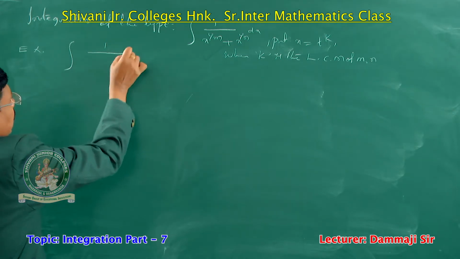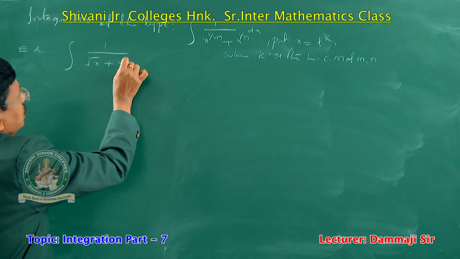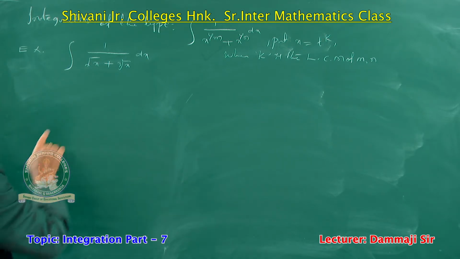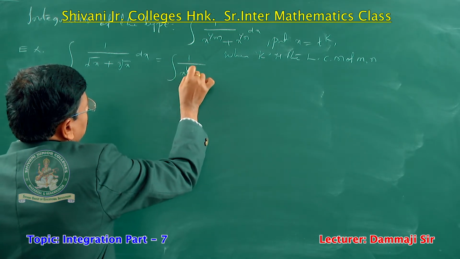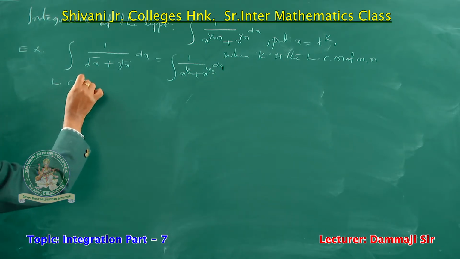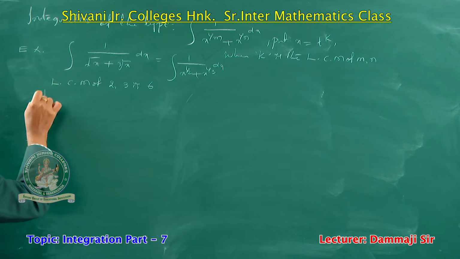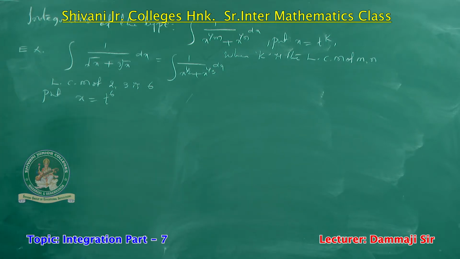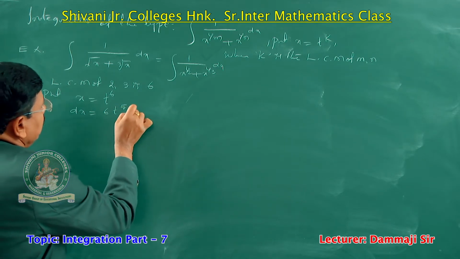Integral of 1 by square root of x plus cube root of x, given that. In place of m it is 1 by 2, so it is x power 1 by 2 plus x power 1 by 3. Okay, fine. You already know that the LCM of 2 comma 3 is 6. So put x is equal to t power 6, right? Then dx is equal to 6 t power 5 dt.